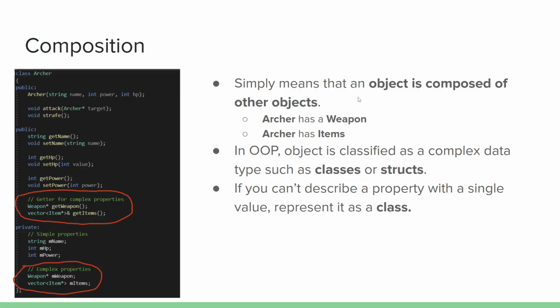So with composition, it simply means an object is composed of other objects. So like our wizard, no? It kind of became a complex object because it's not just made out of the wizard itself, but also made out of a spell. May kasama siyang spell, right? So in this case, the archer has a weapon and also has items. In OOP, an object is classified as a complex data type, such as classes or structs. If you can describe a property with a single value, it will present it as a class.